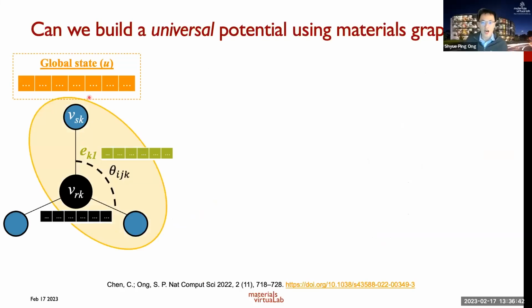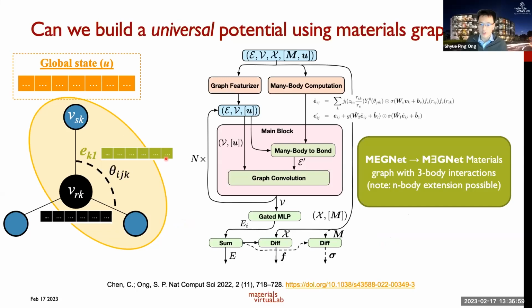Instead of just doing our message passing, we implement a scheme where we consider every set of 3 atoms, okay? And we then expand that interaction in terms of spherical harmonics. And what we get is this new architecture, which we call M3GNet. Basically, all that we did is to invert this E to become a 3, okay? It stands for materials graph with 3-body interactions, okay? Now, so this is the architecture.